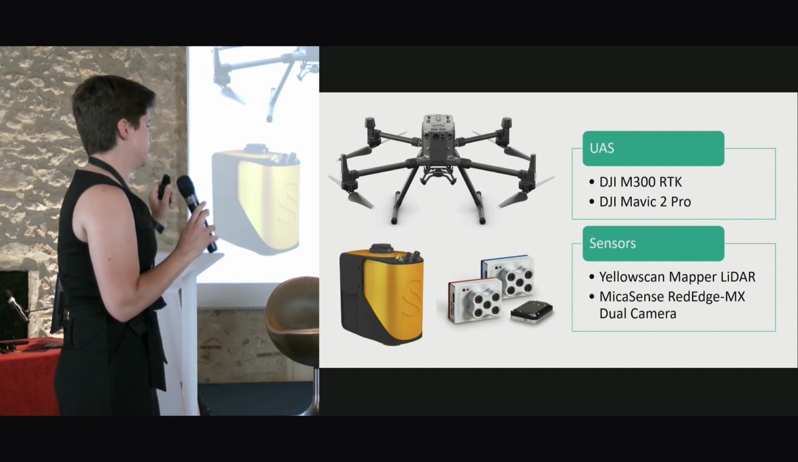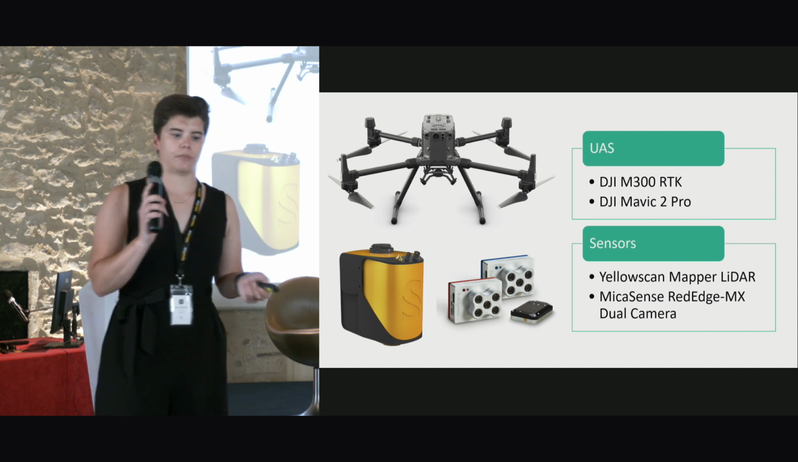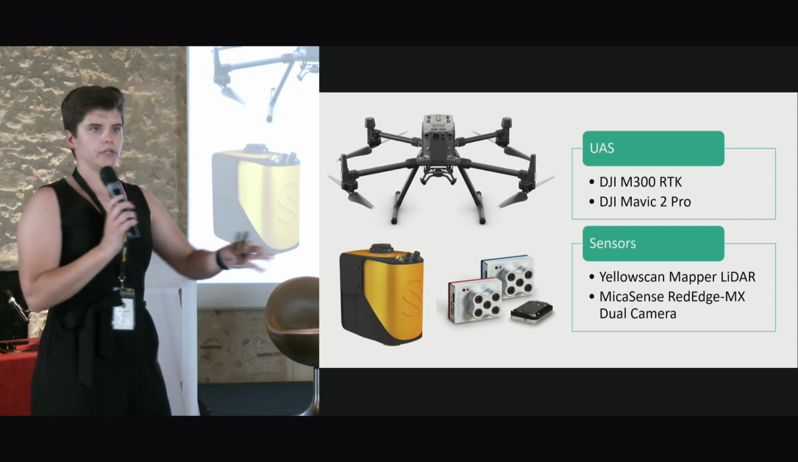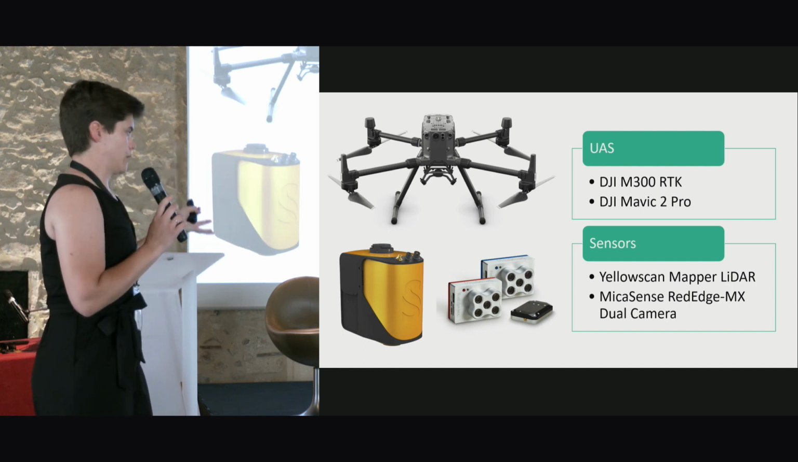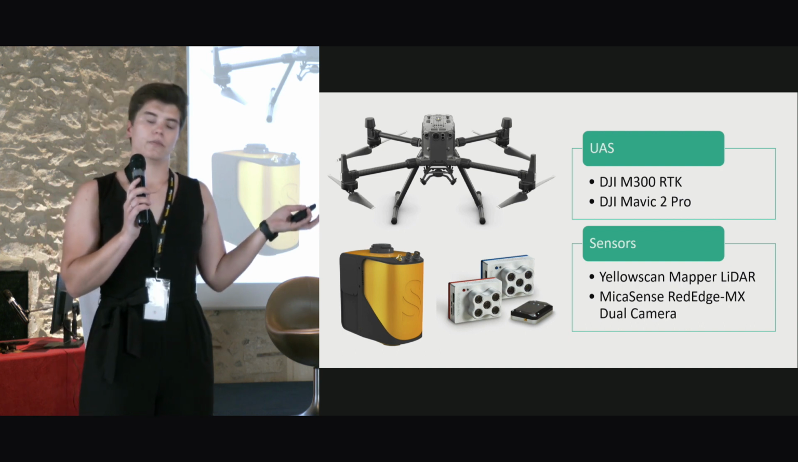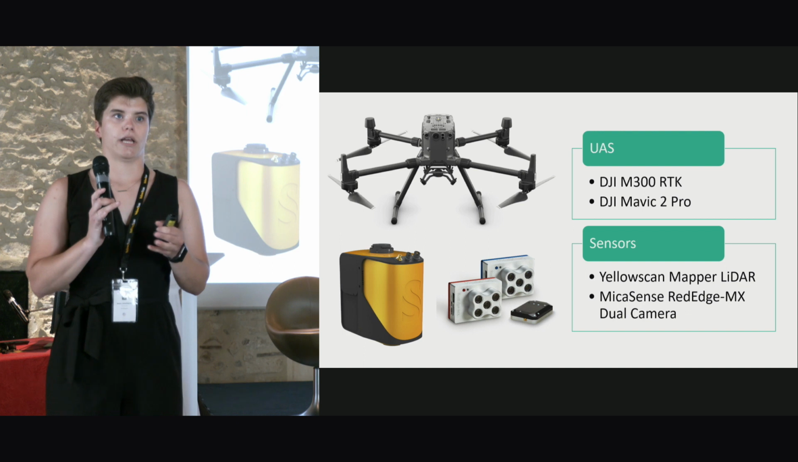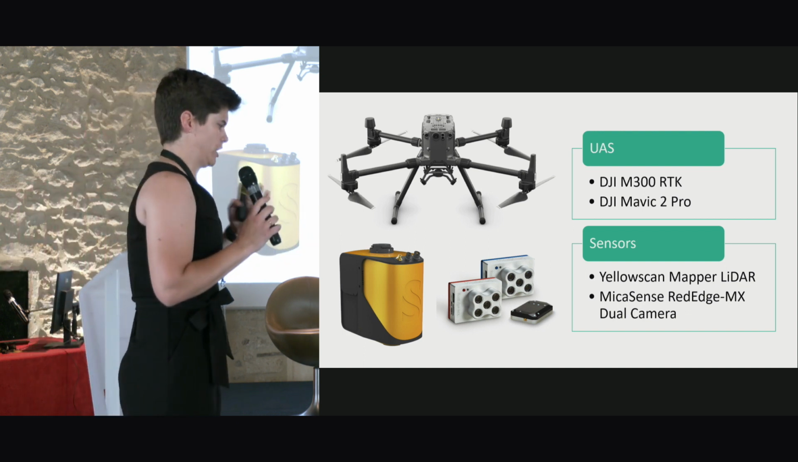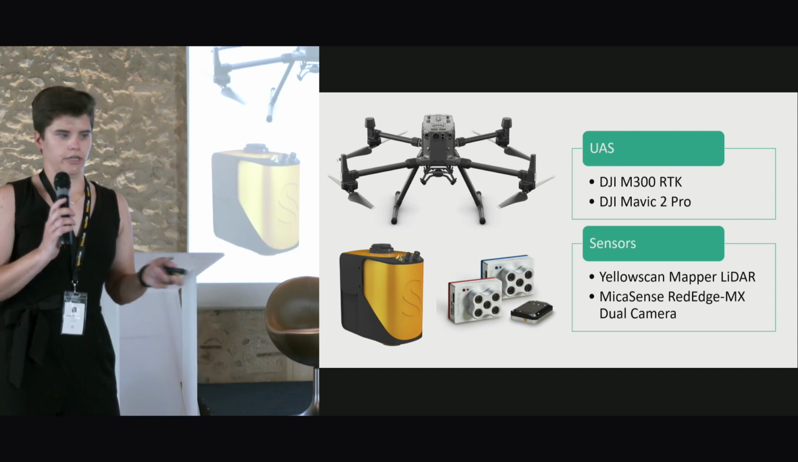We, in addition, used the MicaSense Red Edge MX dual camera system, which is a 10-band multispectral camera. Since then we've gotten a camera attachment for our LiDAR system, but this is the camera system that we had at our disposal at the time, so we were able to get true color imagery as well as 10 bands of multispectral imagery, which, as I'm sure some of you know, are extremely helpful for looking at vegetation.